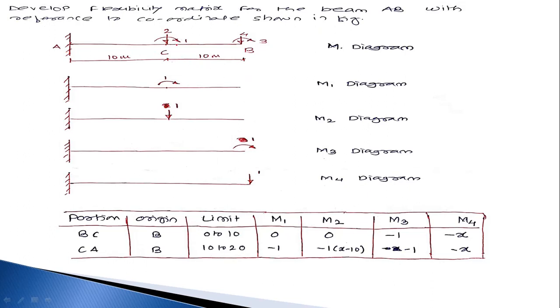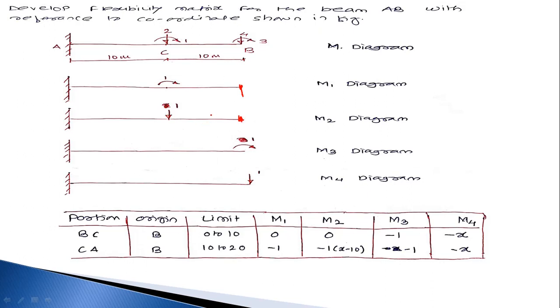Now due to coordinate 1, that is the first M1 diagram, this is directly a moment. So the moment is a unit moment, that we consider as minus 1 with respect to B. Then next, the M2 diagram. That M2 diagram consists of a point load at point C.